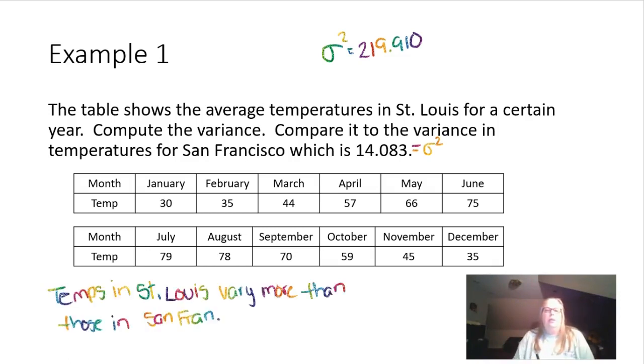All right, so here's our conclusion. The temps in St. Louis vary more than those in San Francisco. And we would probably expect the range of temperatures in St. Louis to be much larger than the range of the temperatures in San Francisco. And that could account for why the variance is so large.